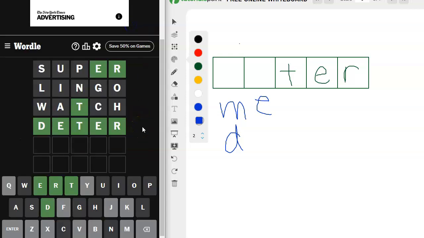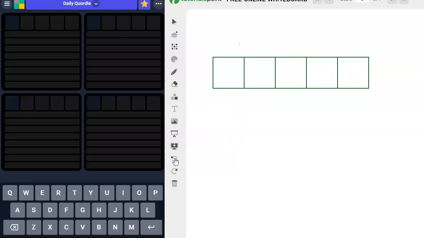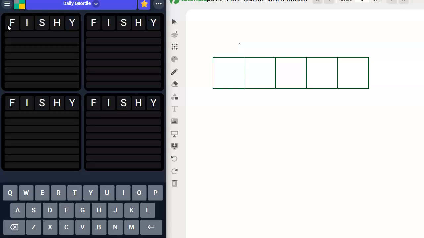It's funny that I couldn't see what else it was besides meter because doing this editing, there's stuff in the way that I can't see the letters that I can normally see. I can't see what's left over. So I didn't know that D was available. All right, so we're off to Quordle.